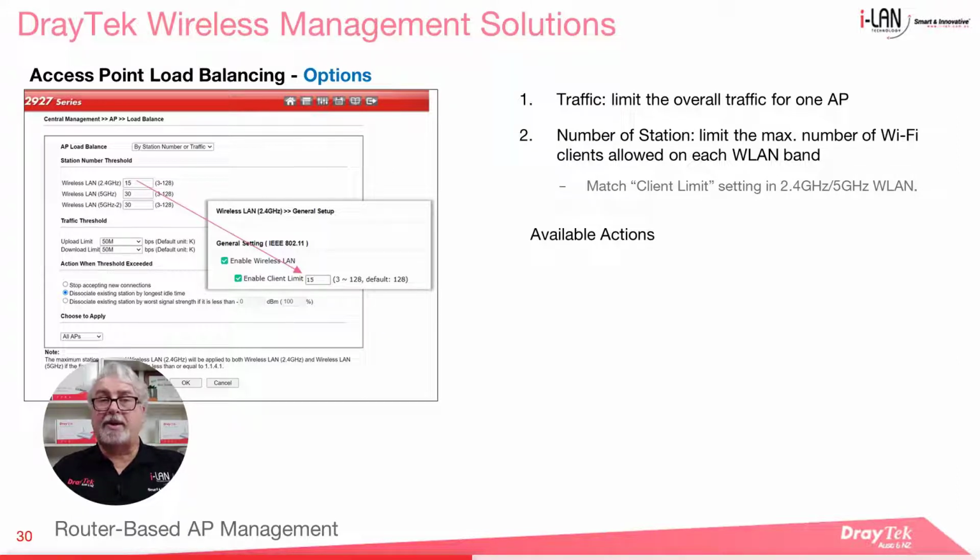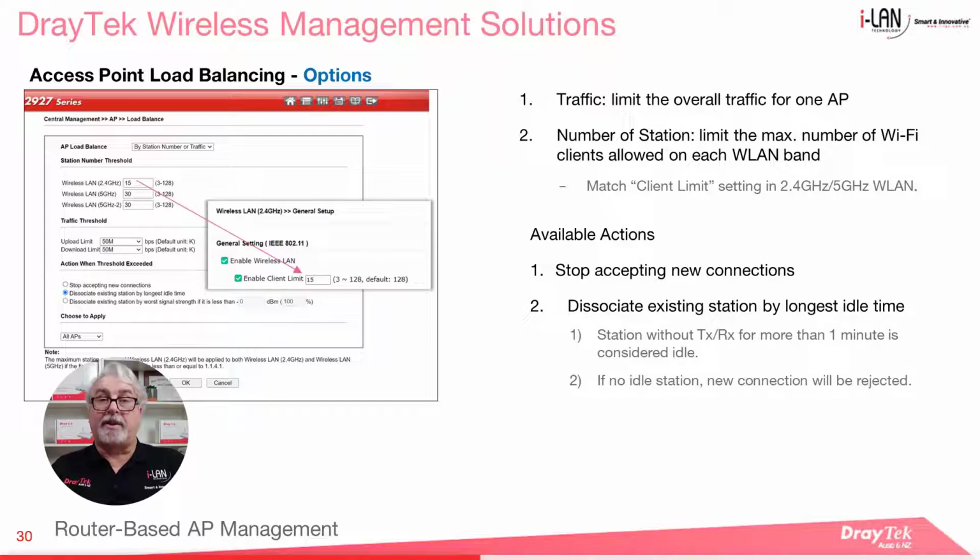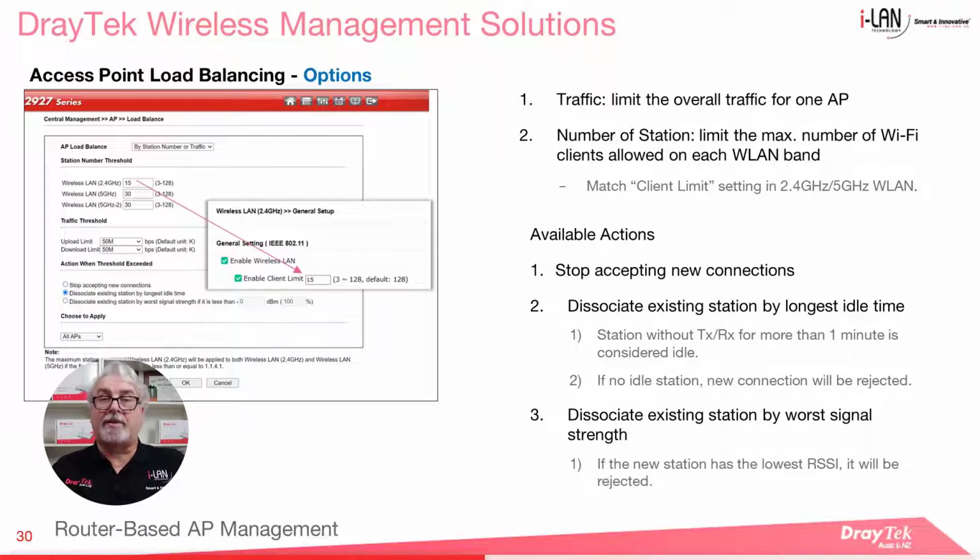There's 3 possible actions that can be selected when the threshold is exceeded. These are, firstly, to stop accepting new connections on the access point, then any Wi-Fi client attempting to connect will be forced to connect to the next available AP. Next is to dissociate existing stations with the longest idle time. And the third is to dissociate existing stations by worst signal strength. The end result is that each access point is equally loaded or close to it.